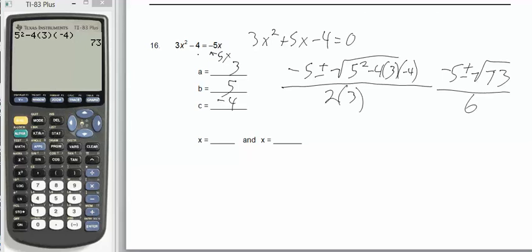So we could do it that way, or we could just take this and put this in y1 and put this in y2. And frankly, I think that's just as easy. We're going to do 3x squared minus 4, put that in y1, and then put this in y2, minus 5x. And we're looking for these two intersections, that one and that one. So we go second, calculate, intersection, enter, enter, enter, and that would give us one answer.